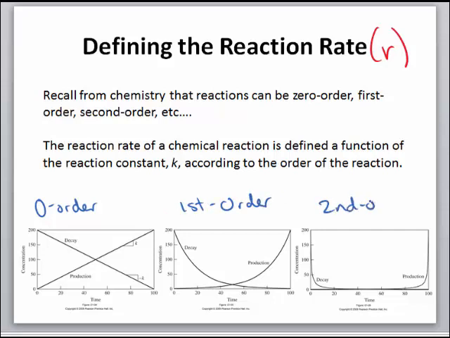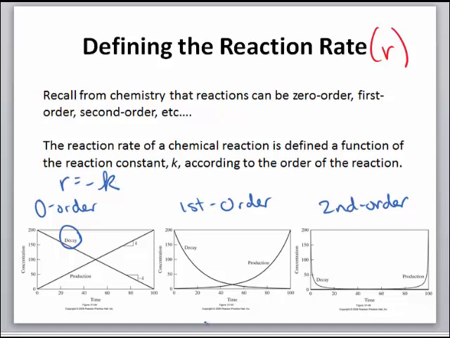What these graphs show are three different systems with the concentration plotted against time for a chemical reaction. For a zero order reaction, if we look at a decay rate, the rate of the reaction is independent of the concentration, and so the rate of the reaction, R, is equal to negative k.